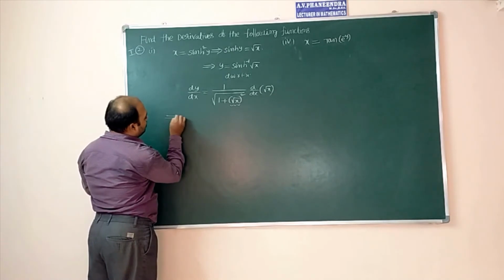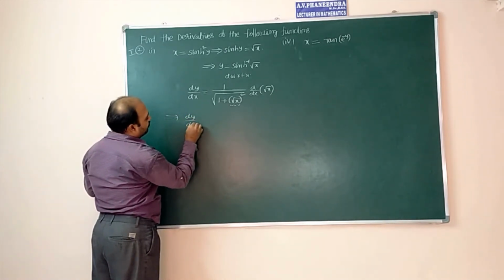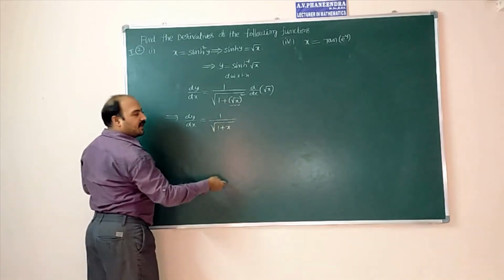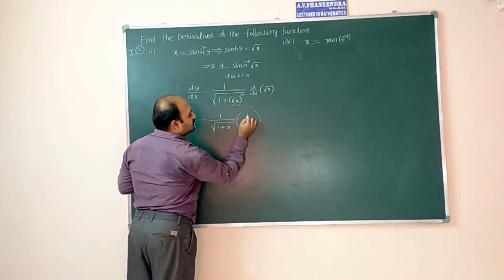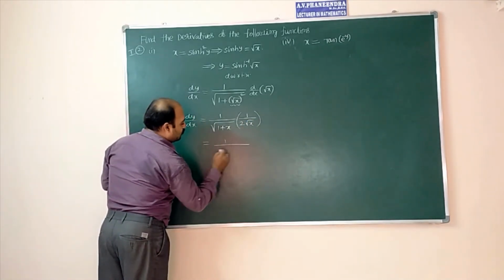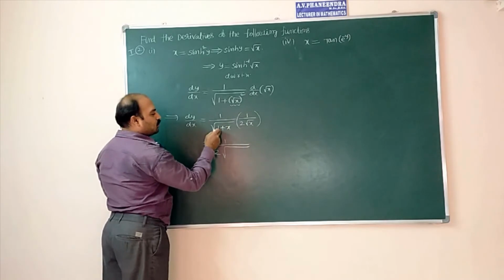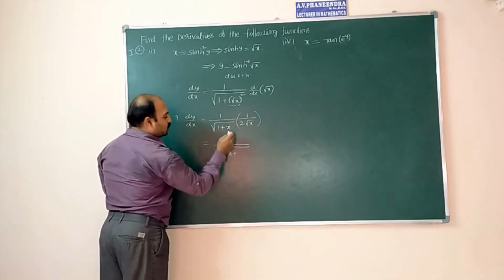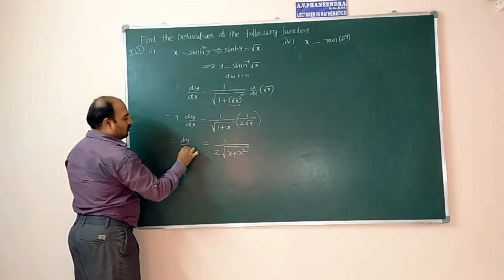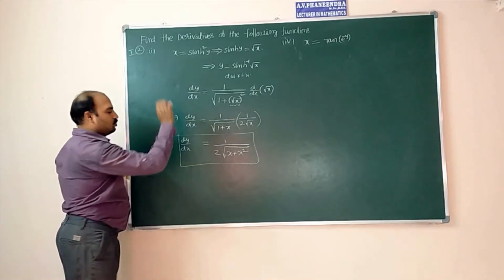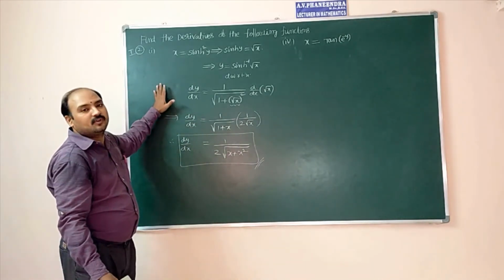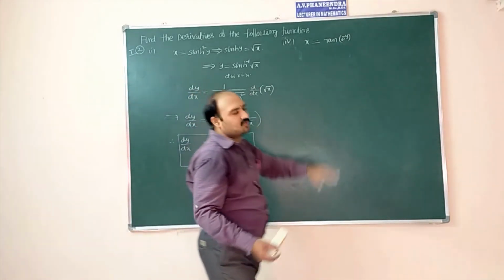That implies dy by dx equal to 1 by square root of 1 plus x, since root x whole square is x, into d by dx of root x, which is 1 by 2 root x. So it is equal to 1 by 2 into square root of x into 1 plus x. Therefore dy by dx equal to 1 by 2 into square root of x plus x square. Like this you have to do that. We'll go to the next question.